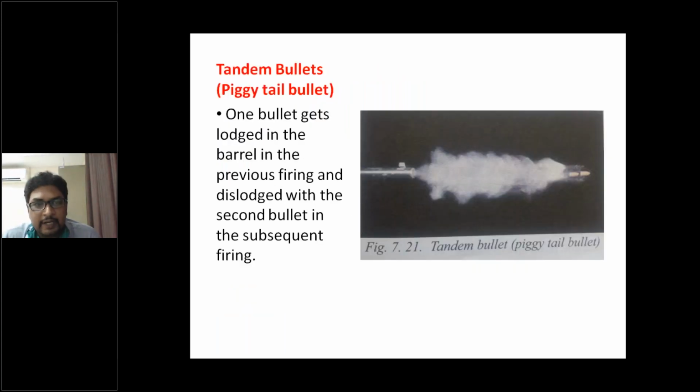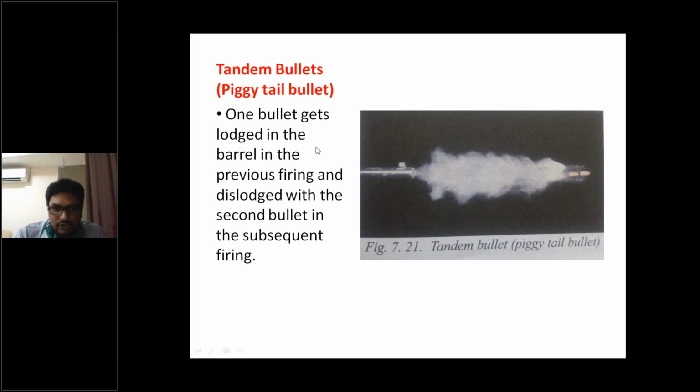Next one is tandem bullets. Tandem bullets have also been asked many times in the examination. They are also known as piggy tail bullets. Piggy tail bullets are where two bullets come out simultaneously. Instead of one, two are coming. So that's why it is called a tandem bullet. Tandem means one after the other.